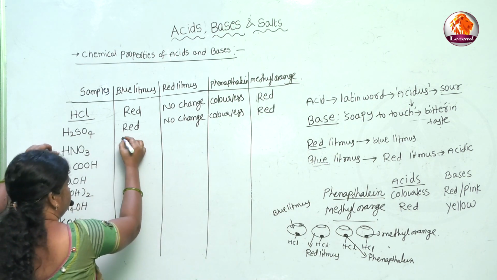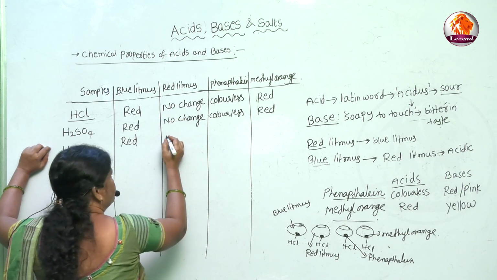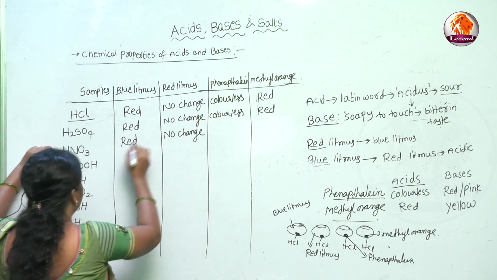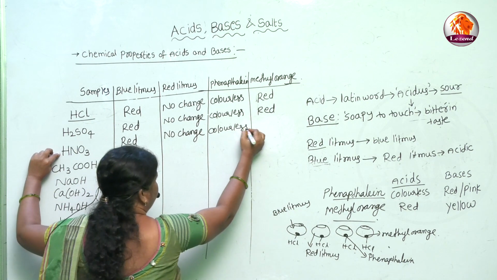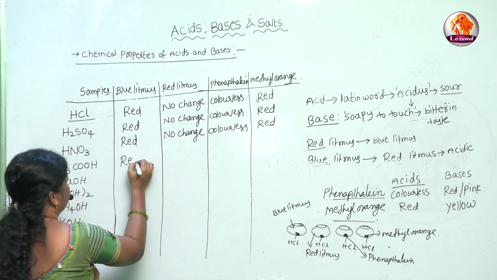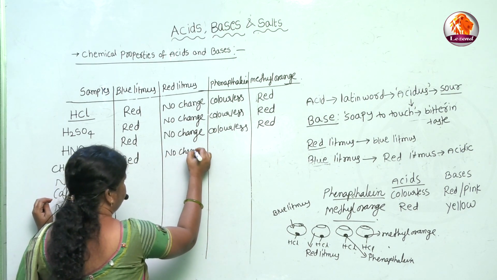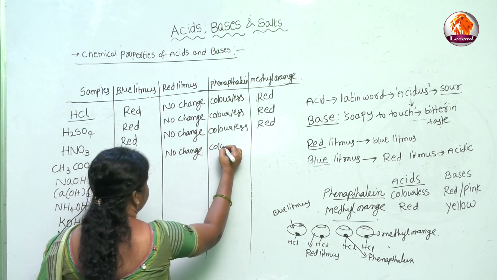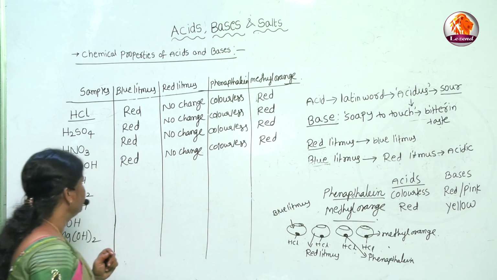Nitric acid it is also. Acid turns blue litmus into red. Red litmus remains the same, which means it does not change into any color. Phenolphthalein with acid, colorless. Methyl orange with acid, red color. Acetic acid it is also. Blue litmus changes into red. Red litmus no change. Acetic acid with phenolphthalein, colorless. Methyl orange in the presence of acid, red color.